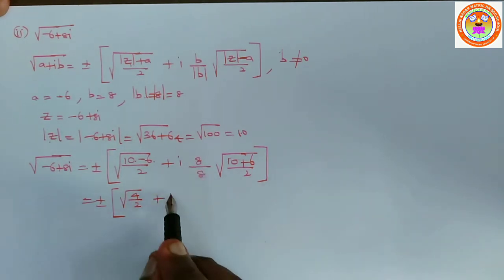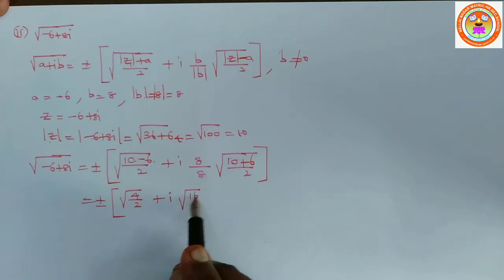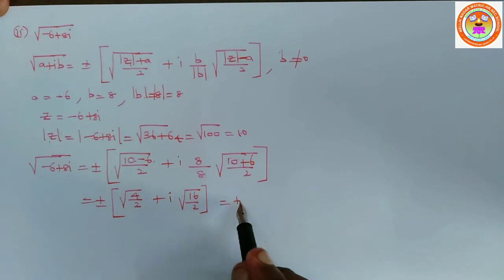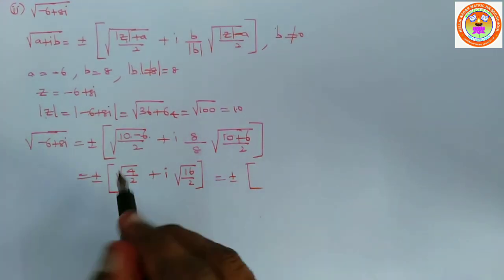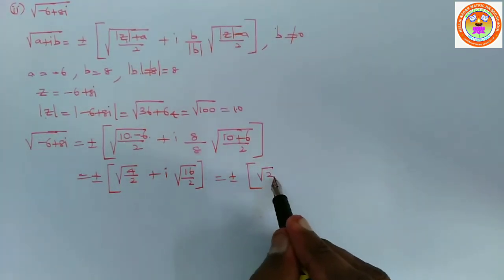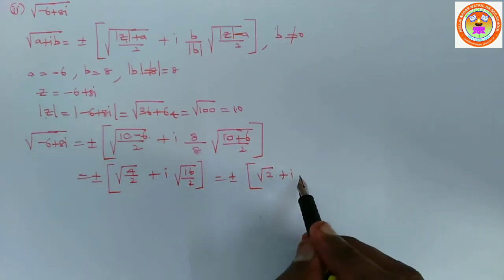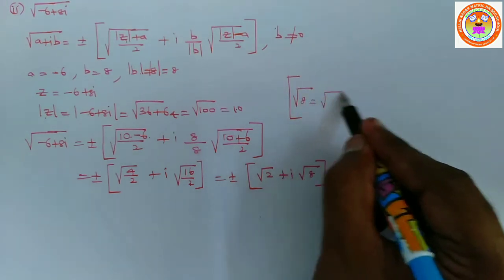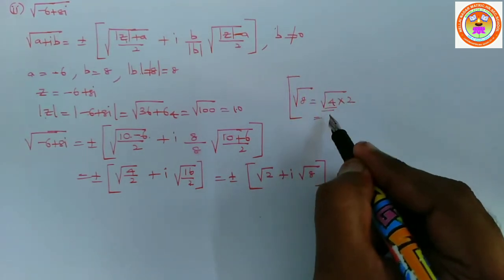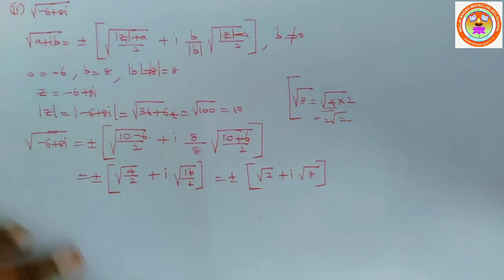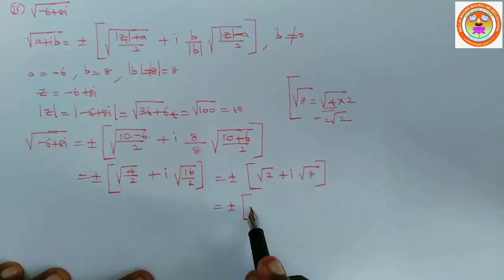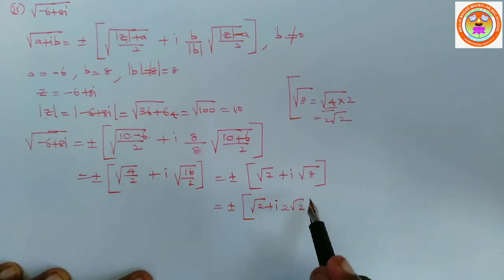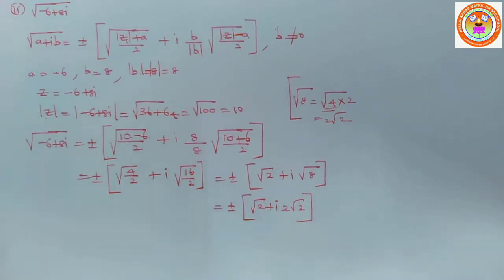plus 8 gets cancelled, i. Square root of 16 by 2. So plus or minus 4 and 2 cancel, so I get square root of 2 plus 16 and 2 gets cancelled, I get square root of 8. This square root of 8 I can write as square root of 4 into 2. Square root of 4 is nothing but 2, 2 into square root of 2, nothing but plus or minus square root of 2 plus i. Square root of 8 I can write as 2 into root 2. So this is the second subdivision.